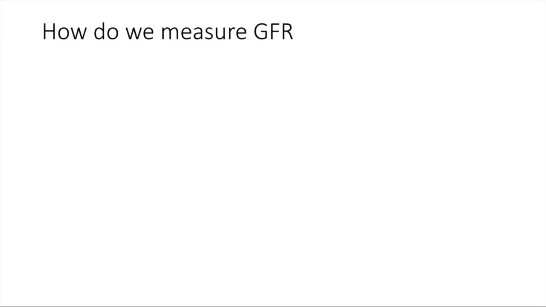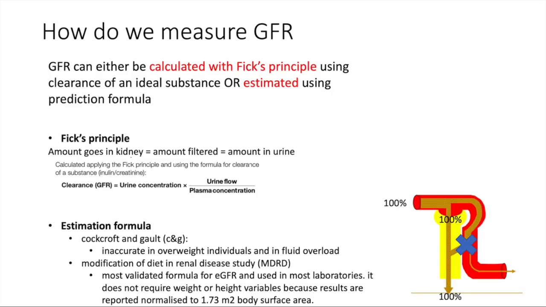So, how do we measure GFR? This is a trickier question because there is no perfect way to measure an accurate GFR. That being said, GFR can either be calculated by Fick principle using clearance of an ideal substance, or estimated using prediction formula. As previously mentioned, the Fick principle states that the amount of substance in blood that flows to the organ equals the amount that flows out, if the organ does not produce or degrade that substance.